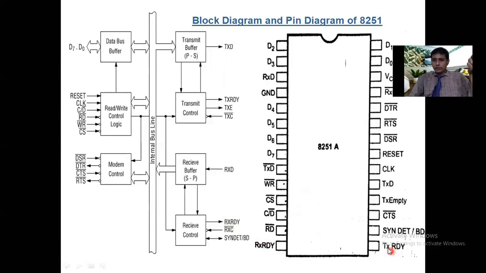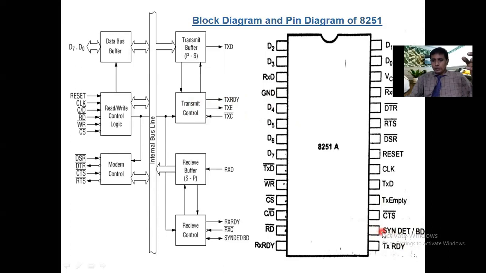Then TX ready. This pin also communicates to the external peripheral device that the transmitter is ready to transmit the data. That information is communicated to the external serial port device via the TXRDY signal. Transmitter is ready to transmit the data, with the help of TXRDY. Then let us see synchronous detector or baud rate.